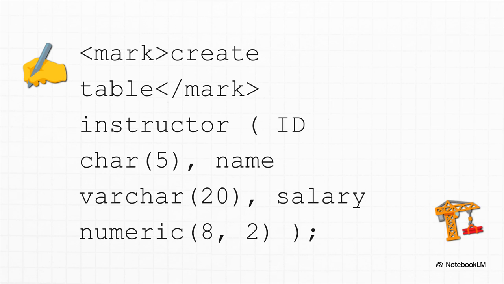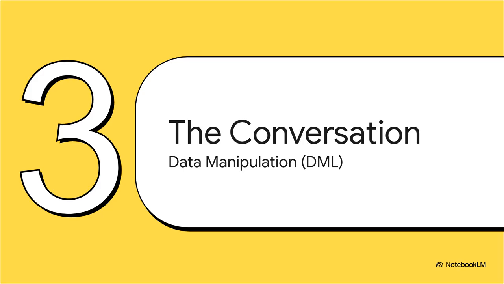See, it's pretty readable. We're telling it to create table instructor. That's step 1. Then we just list out our columns: ID, name, dept_name, salary, and we give each one its specific data type, just like we talked about. And just like that, your blueprint is done, the shelf is built. So, our digital library is ready to go.